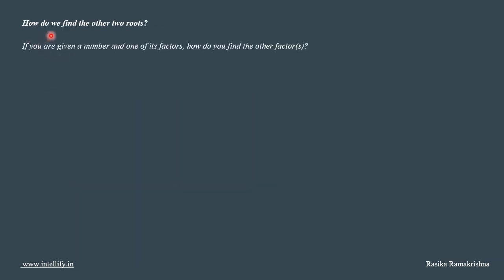Alright, so now let's get to our question. So we are given a polynomial of degree 4 and we are given 2 roots of this polynomial. So how do we find the other 2 roots?